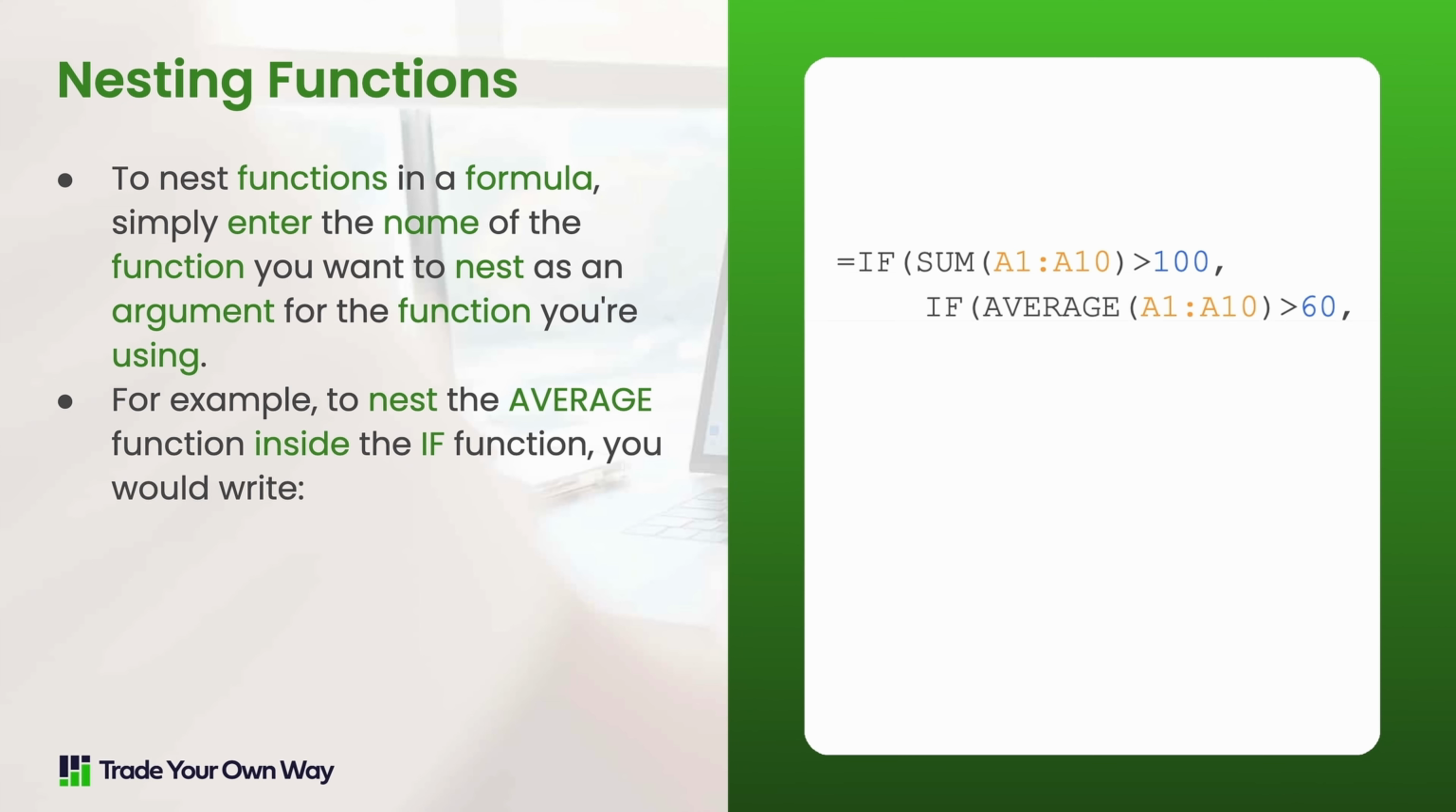If average A1 to A10 is larger than 60, then for true we state average high, for false we state average low. Then if the sum of A1 to A10 is less than 100, we get a statement saying no.